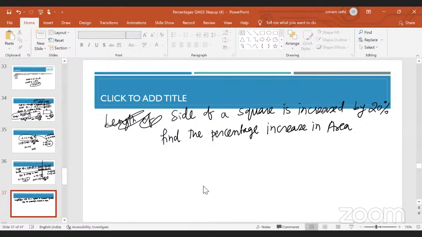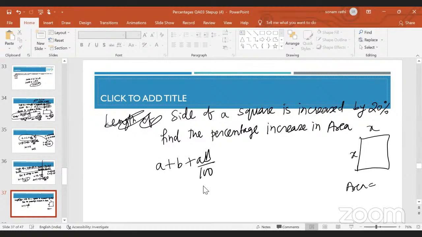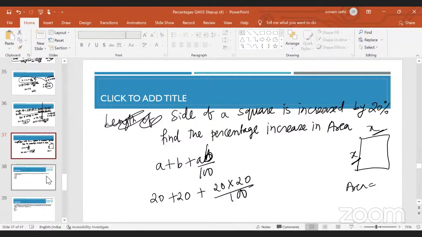Okay, the side of a square is increased by 20%. Find the percentage change in area. Okay, what is the area formula? Side square, so x into x. So again, I can use the same formula, a plus b plus ab by 100, where a and b are the same because it's the same side, right? So it means 20 plus 20 plus 20 into 20 by 100. Right? Yes, ma'am. Okay. So everyone was getting the same answer. The answer is 44, right? Yes, ma'am.